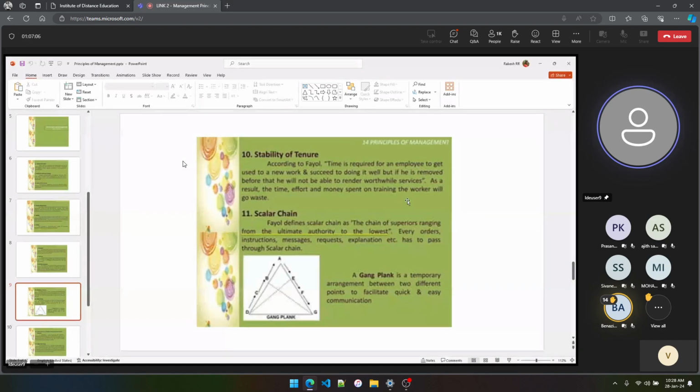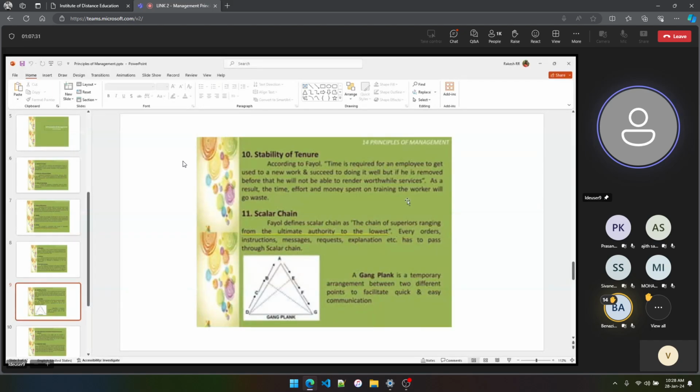Stability of tenure. Stability of tenure is very much important. If you are hiring a new person, it is not the case that the very next day he or she will work and produce results. So it is the duty of the management to let the particular person or the particular team settle for a while, train them, give them the place for practicing it, and after that you can expect the results out of it.